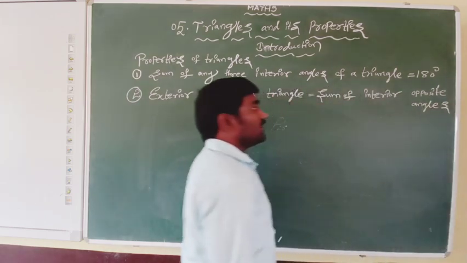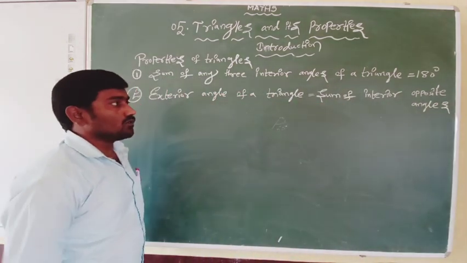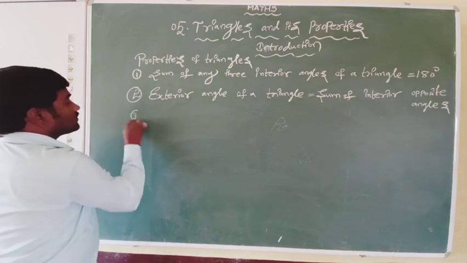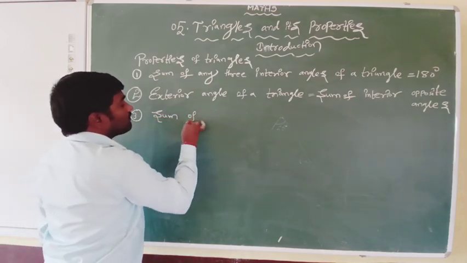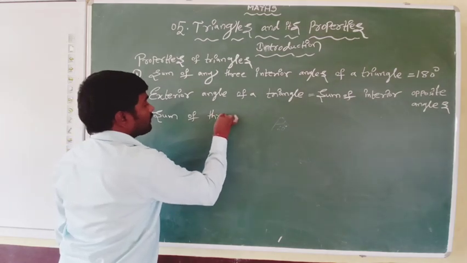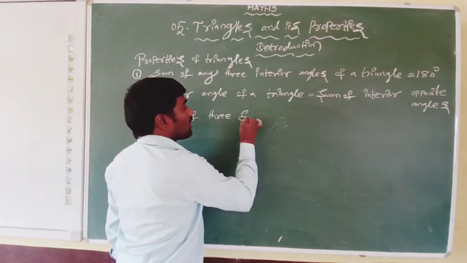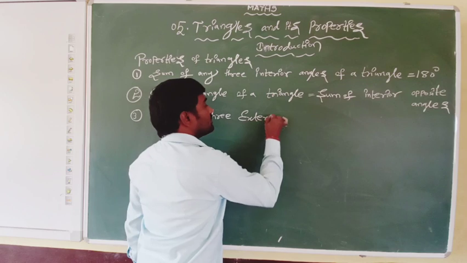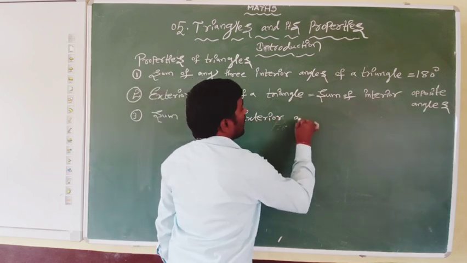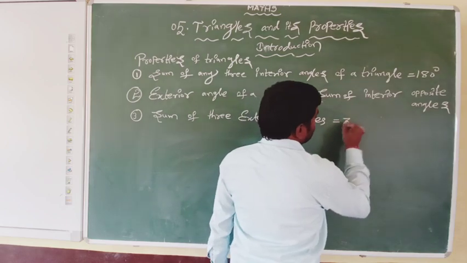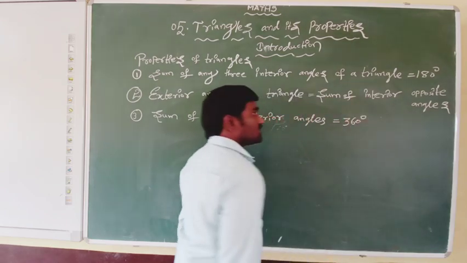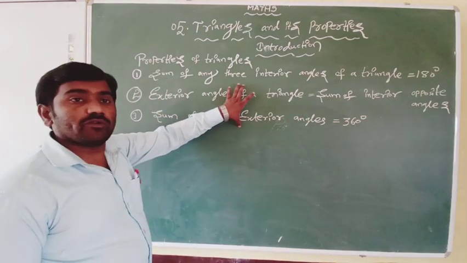Sum of interior opposite angles. So here I would like to tell you the third one also. Sum of three exterior angles is equal to 360 degrees. About these two properties I am going to be discussing.